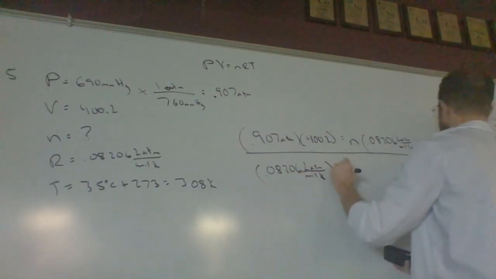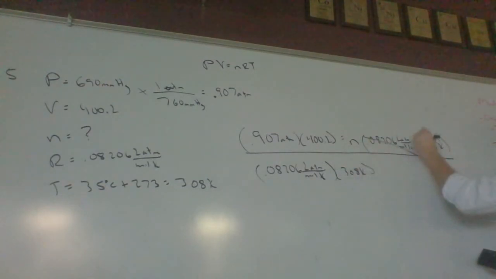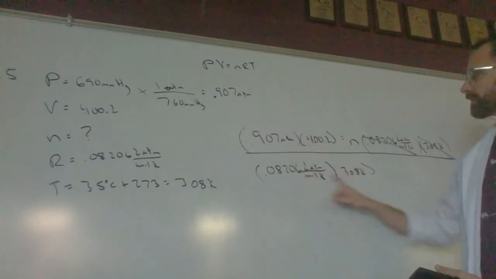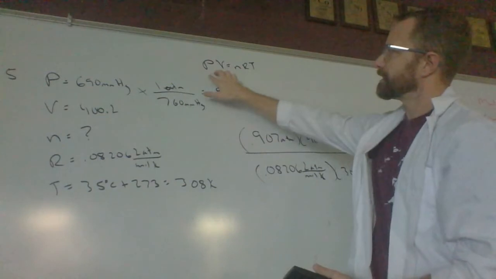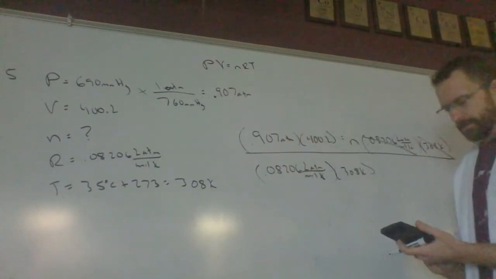And we divide by 308 Kelvin. So over here, both of these cancel out. And here I'm doing PV divided by RT. So if I had done it by variables, I would just divide both sides by RT to get the n by itself, right?